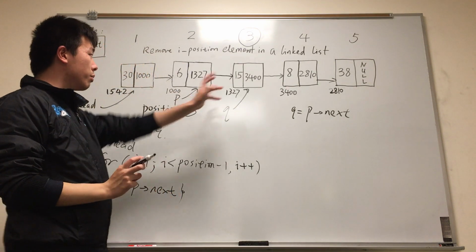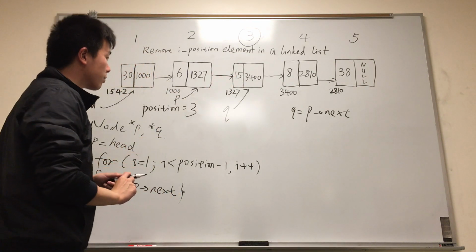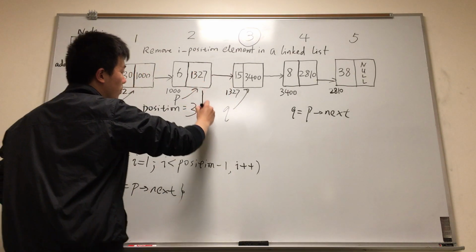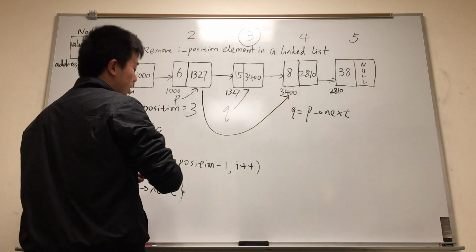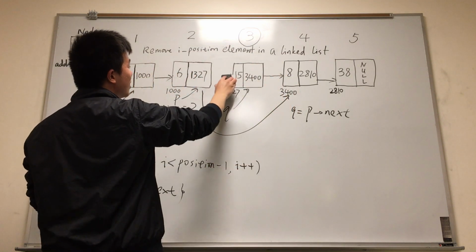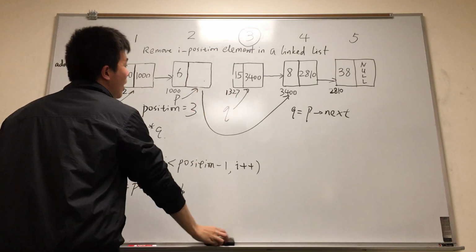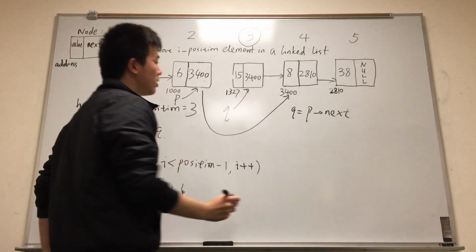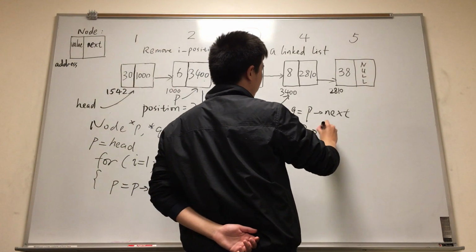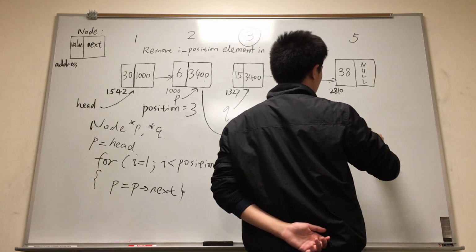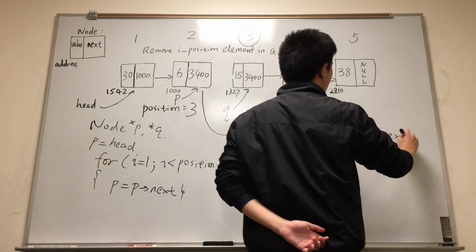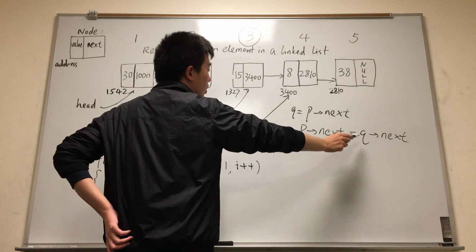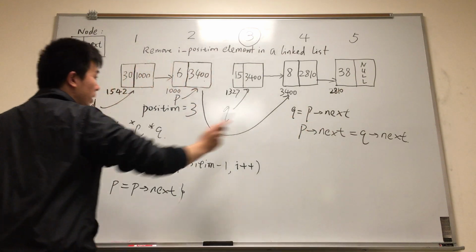The next step is to actually remove this element. In order to do this, we need to erase this link and replace it by a link pointing to the fourth element. Namely, we should erase this link and rewrite this number as the address of the fourth element. In code, this is done by this code. We use the next element of Q and assign it to the next element of P.